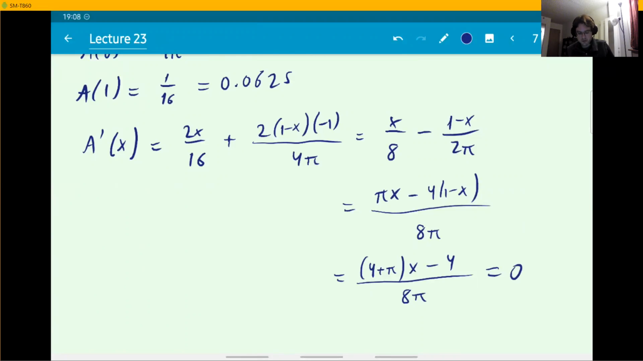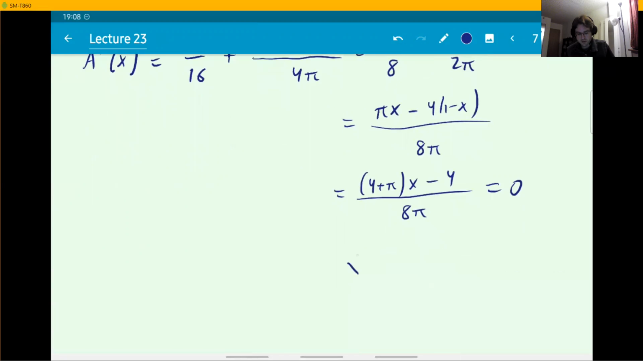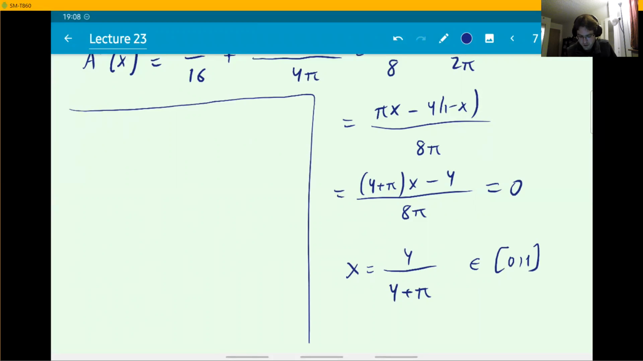We set this equal to 0 and solve for x. So set the numerator equal to 0, and you have x equals 4 over 4 plus pi. Which, by the way, does belong to the location where you are interested. This is important to check. If this was a critical point outside of the domain that's meaningful for the problem, then we don't care. It's not going to have any influence in this problem. But this one actually does. Whatever this value is, it's certainly a number between 0 and 1. It's positive, but the denominator is larger.